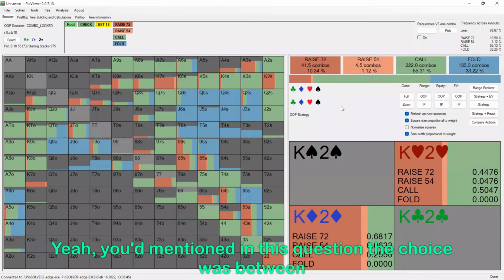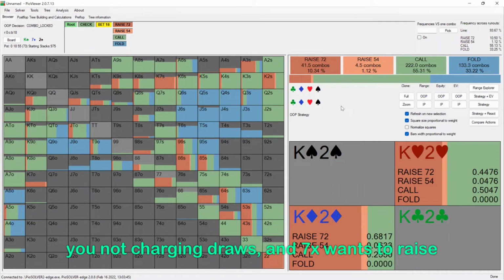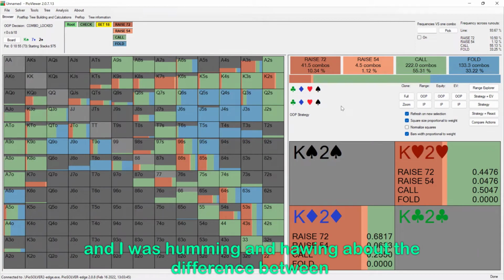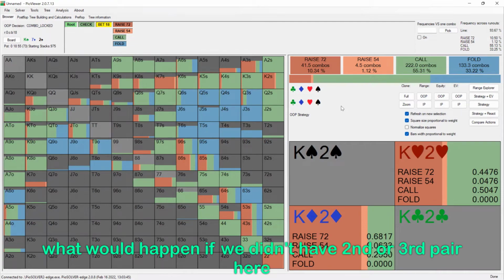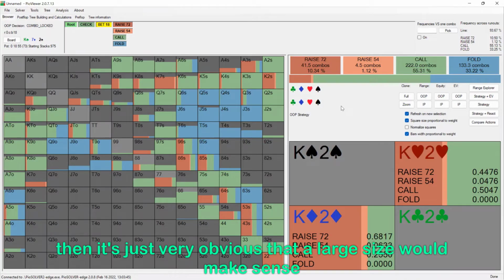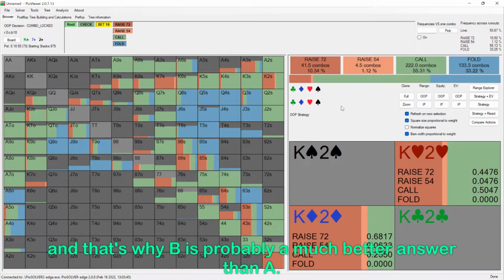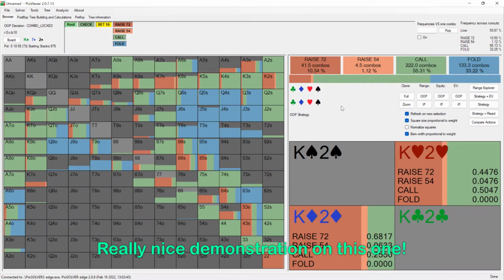Yeah, you had mentioned in this question, the choice was between you're not charging draws and 7x wants to raise. And I was humming and hawing about the difference between a two-tone and rainbow board. But when you said, what would happen if we didn't have sevens, second or third pair here, then it's just very obvious that a large size would make sense. And that's why B is probably a much better answer than A. So yeah, really nice demonstration on this one.